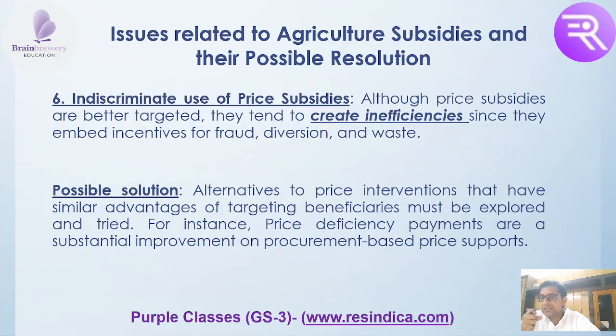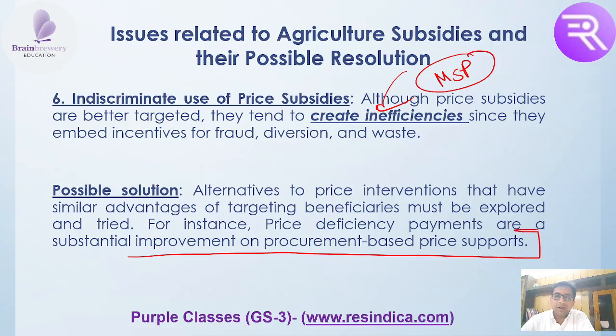Okay, if we are targeting something and we are providing price support, like money support, cash support, government is saying that okay, we will be buying at MSP. Okay, so because of that, it creates a lot of inefficiencies in the market. Okay, so we have to have some other type of price intervention so that it may not distort the market. Okay, and proper targeted connection we can make over here. Okay, so price deficiency payment is a substantial improvement on procurement based price support.